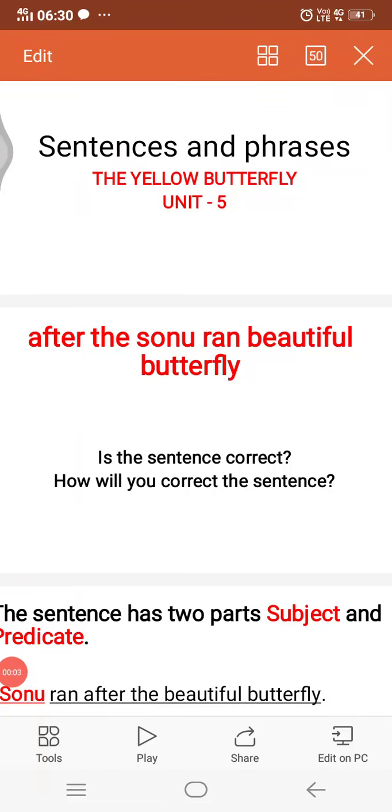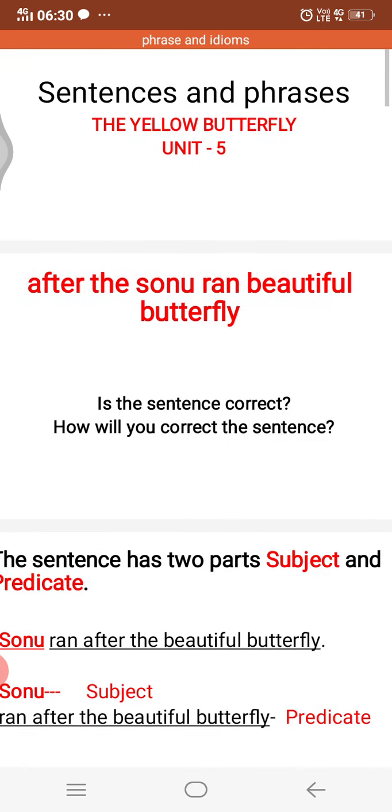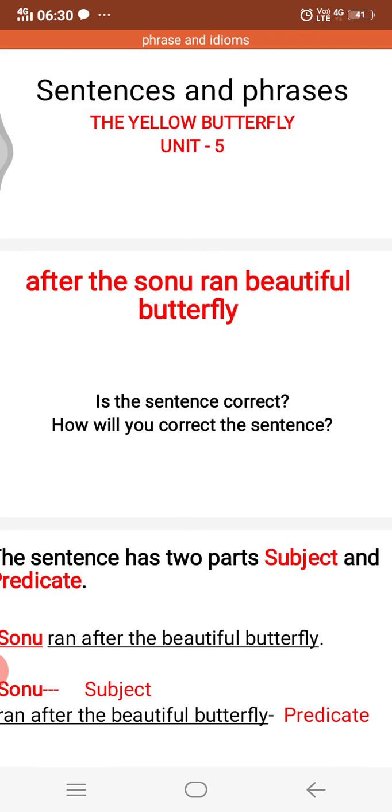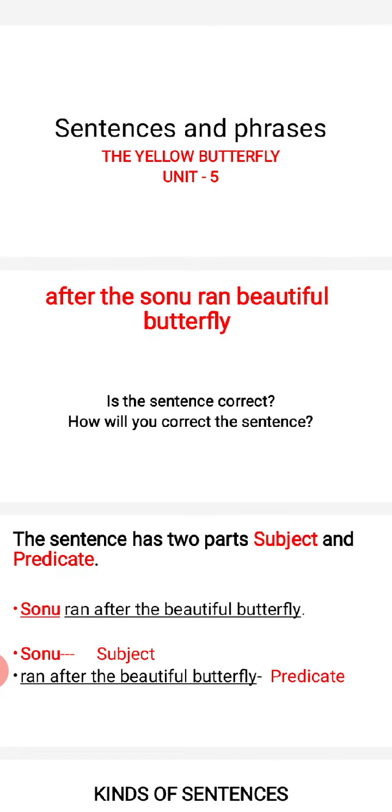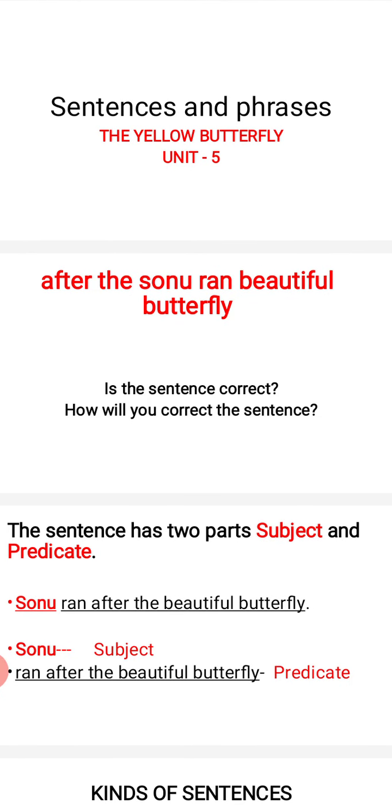Hello children, my today's topic is sentences and phrases. For class 3 children, I have taken from the lesson The Yellow Butterfly. First I will start with jumbled words. You have to arrange it in a sentence.